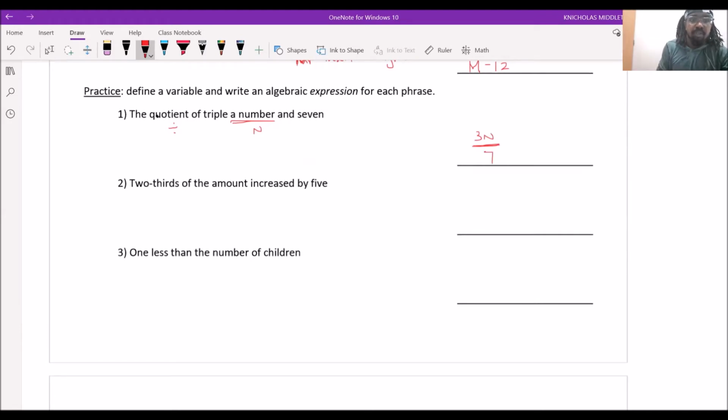Number 2, 2/3 of an amount increased by 5. Okay, so 2/3 of an amount. I don't know what the amount is, but I'm just going to say A. So 2/3 of an amount, increased by 5.